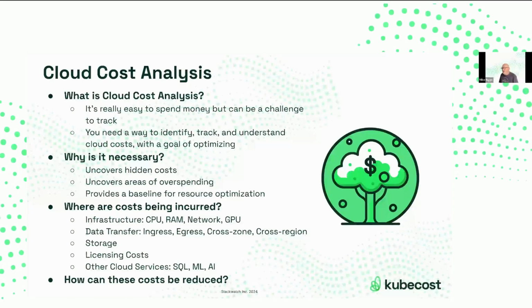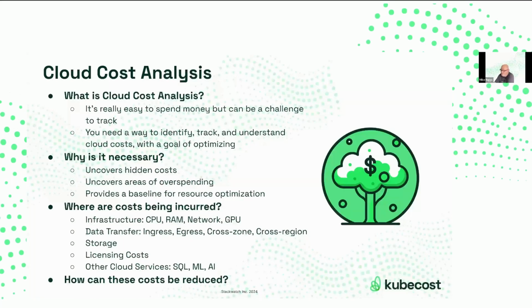So as part of our cloud cost analysis activity, we can uncover these areas where we are spending money on resources that are not being consumed. And then at the end of this, we're going to have a baseline for resource optimization. So we're going to have an understanding of these are the costs that we're spending now. This is where we're spending them. These are areas where we can look at reducing those resources that are being spun up in that cloud.